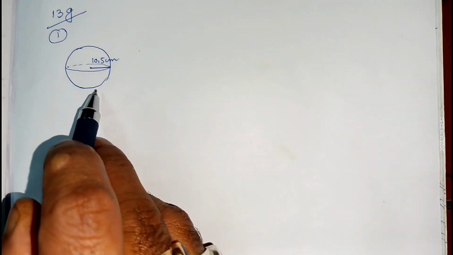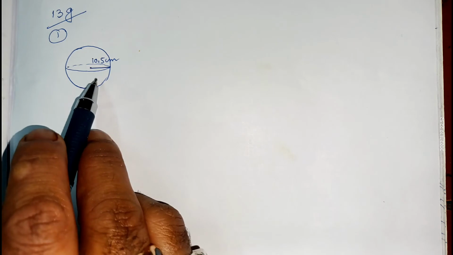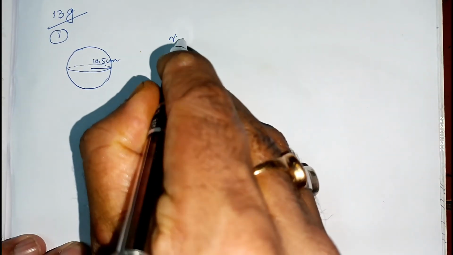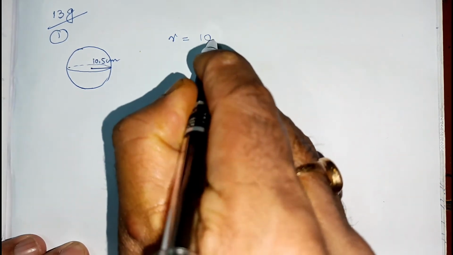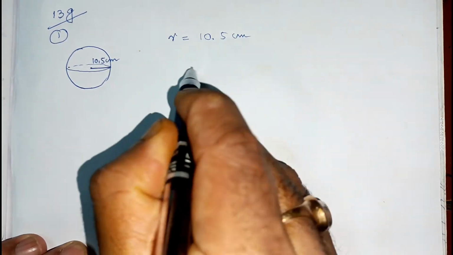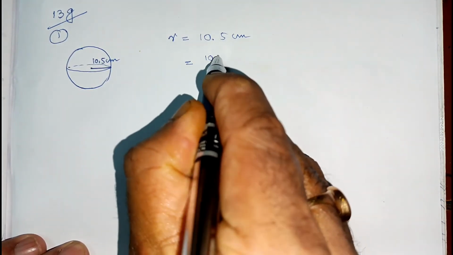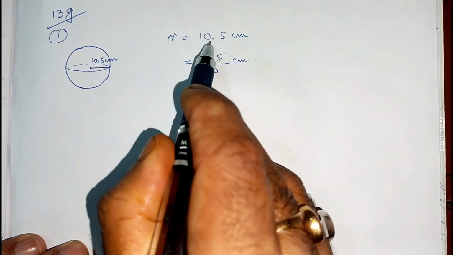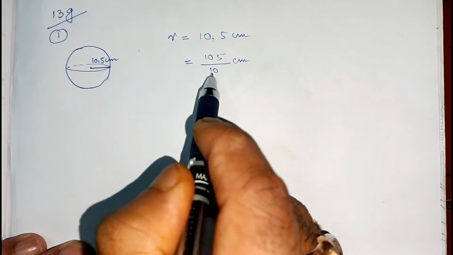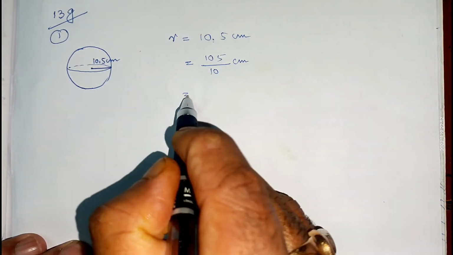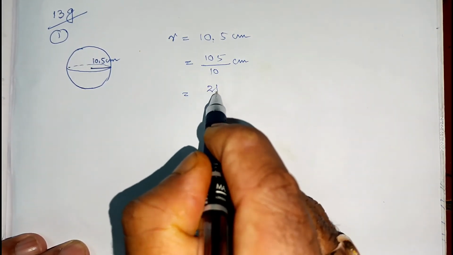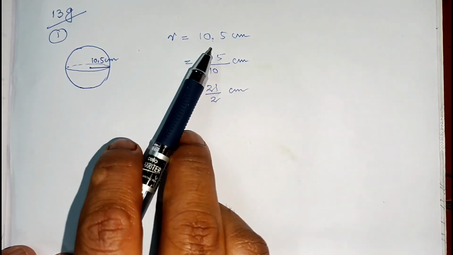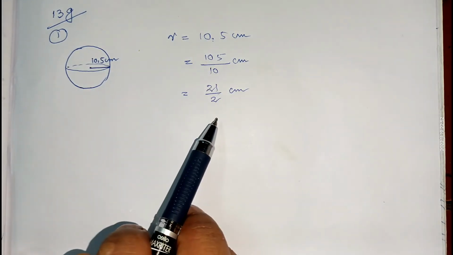In 13G, first question is find the surface area of a sphere of radius 10.5 cm. So here radius equals 10.5 cm. This can be written as 105 divided by 10 centimeters, after decimal 1 place, so I can write 105 by 10. If I cancel by 5, it will be 21 divided by 2 centimeters. So radius instead of 10.5, we can write 21 by 2 centimeter.